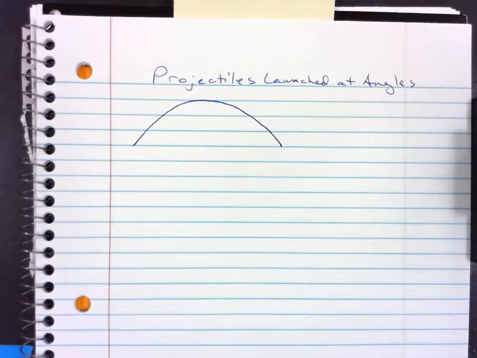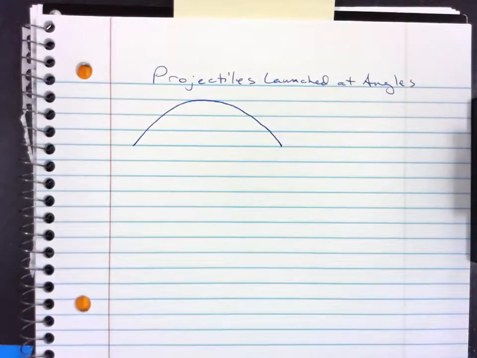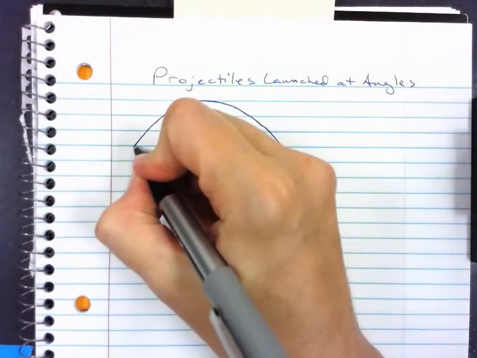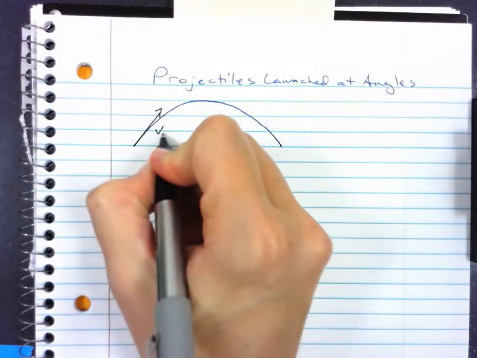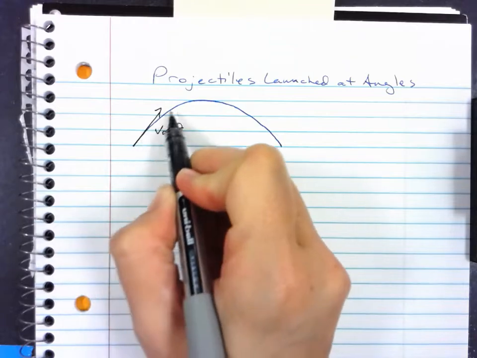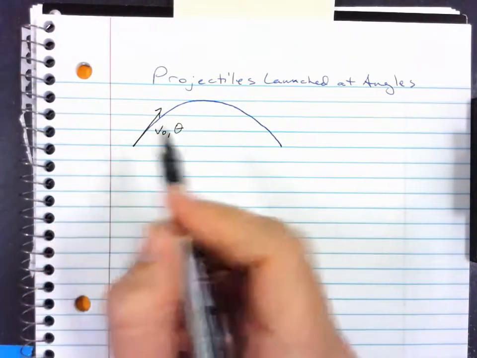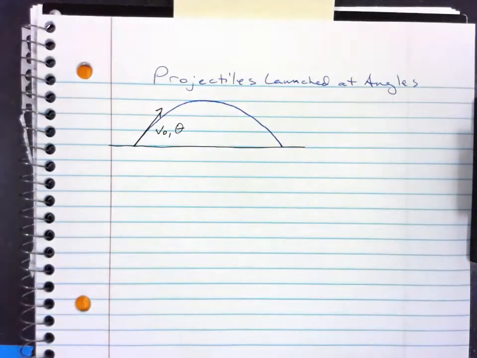So now that we've dealt with projectiles launched horizontally, now we can launch them at angles. If we throw an object up at some initial velocity and some angle, you know it's going to go up, but it's going to deviate from the straight line path because of gravity, and then it's going to come back down, and it's going to land some distance away.